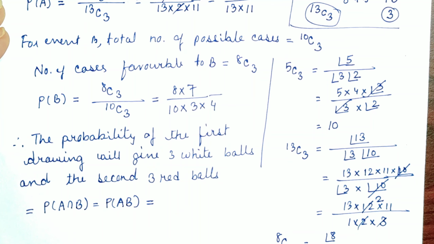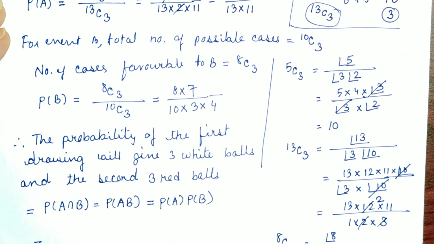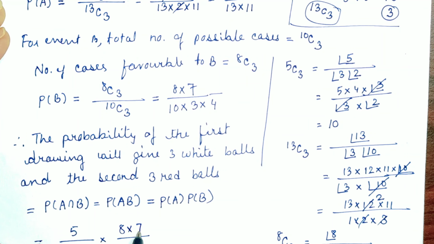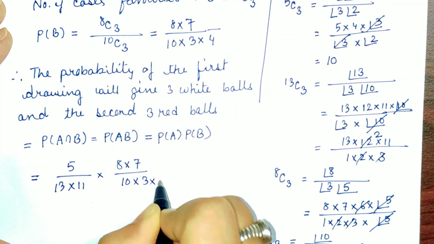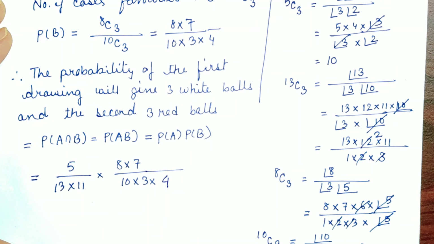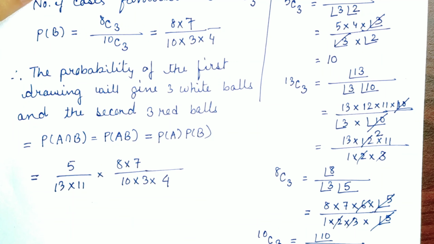Now since PA and PB are independent events, we can write PA into PB. PA value is equal to 5 divided by 13 into 11. PB value is equal to 8 into 7 divided by 10 into 3 into 4. Now try to simplify the value.